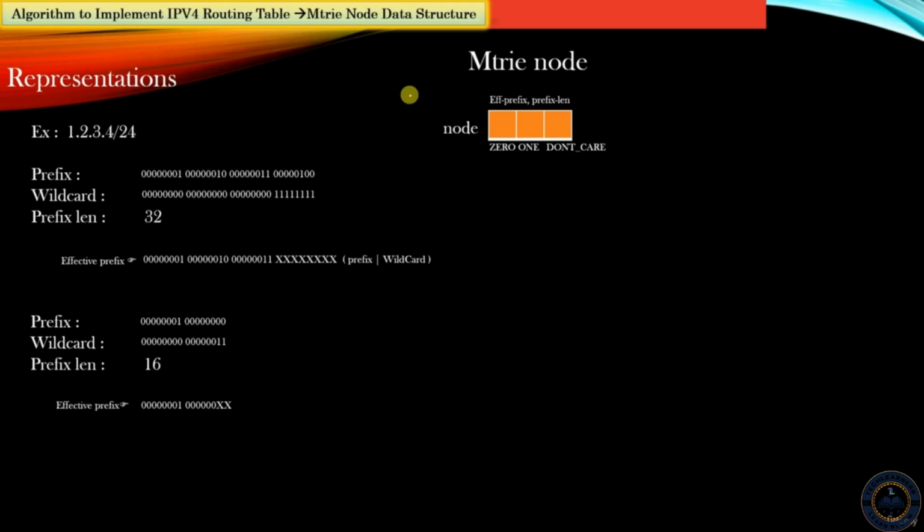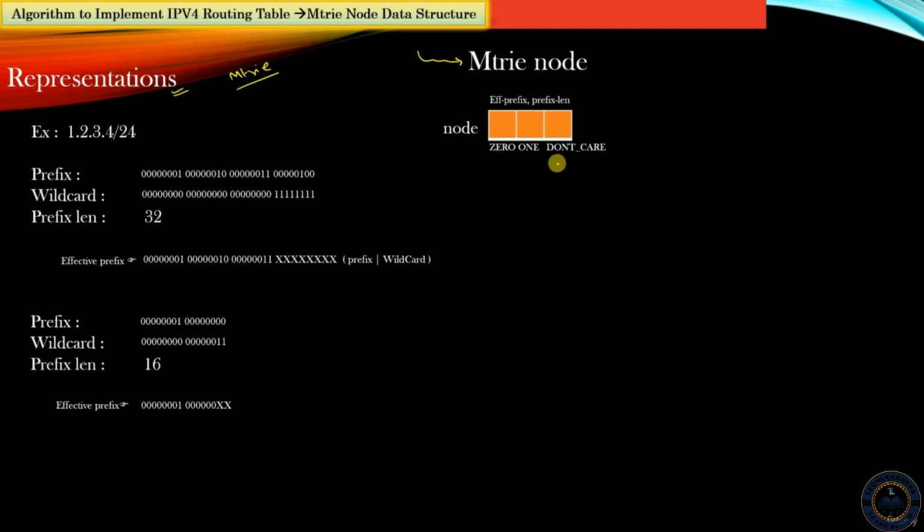So guys, before we start discussion of our algorithm for implementing IPv4 routing table, we need to get ourselves familiar with certain representations that we are going to follow. As I said, we are going to use mtry data structure in order to implement routing table, and mtry is a tree-like data structure, so obviously mtry is going to have nodes. We will call those nodes mtry nodes.